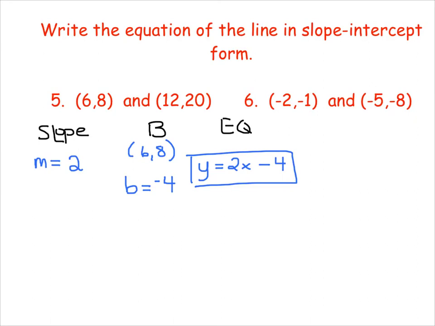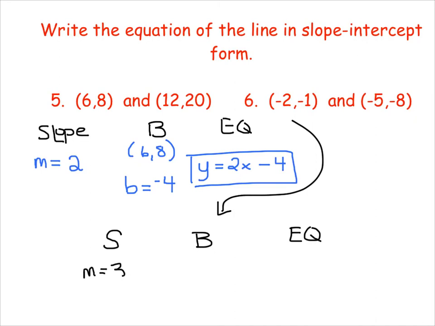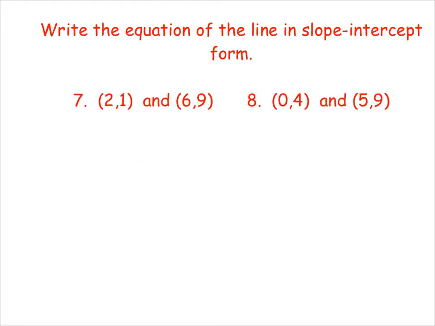All right, for number 6, I'm going to do that down here. The slope was 3. The b was 7. So your answer would be y equals 3x plus 7. All right, I want you to try number 7 and 8 on your own.